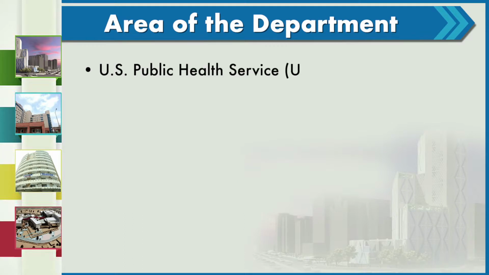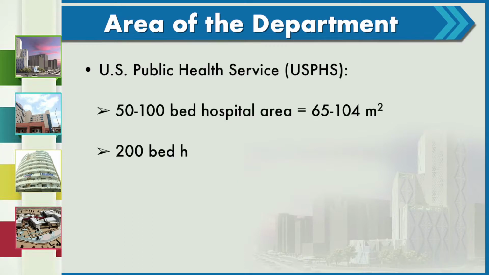So the area for a 50 to 100 bed hospital could be 65 to 104 meter square. For a 200 bed hospital, it could be 155 to 255 meter square.